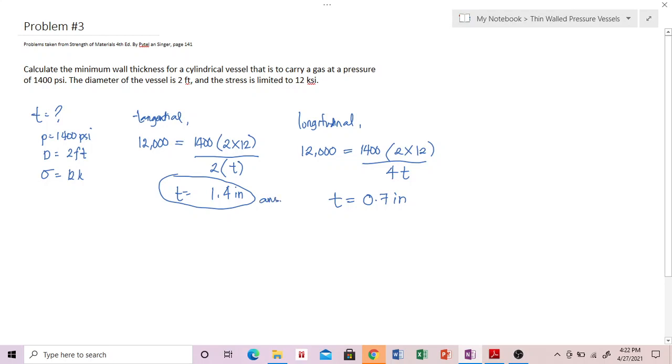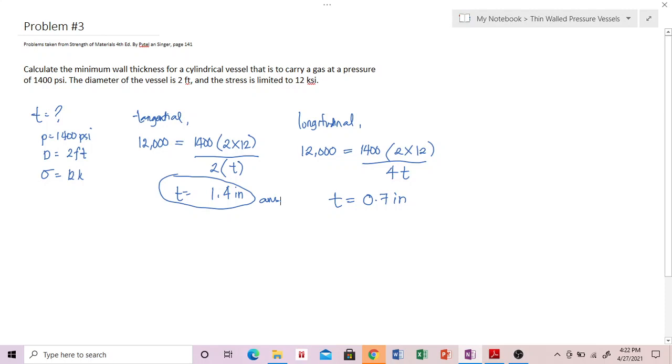So, you are going to choose 1.4 inch as the thickness of the vessel na i-design mo so that kaya niya yung 12,000 psi. Kasi kapag ang dinesign mo ay 0.7, pagdating sa tangential, mag-i-exceed yan ng 12,000 psi or 12 ksi. Kasi kapag ang ginamit mo na t ay 0.7, pinili mo yung 0.7, so mag-i-exceed yan. So that will not be equal to 12,000 psi. No? So, sana naunawaan niyo yung konsepto, no?